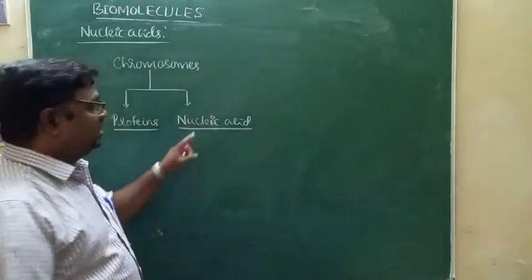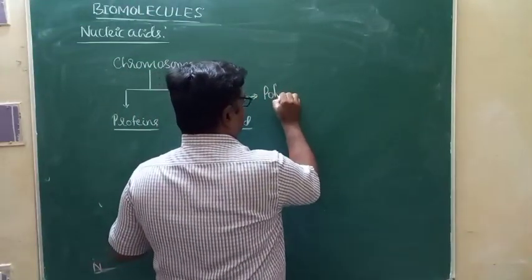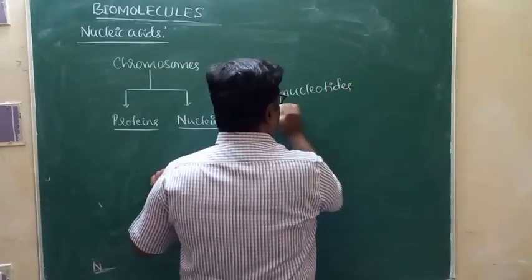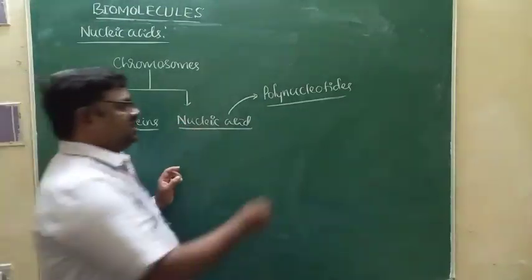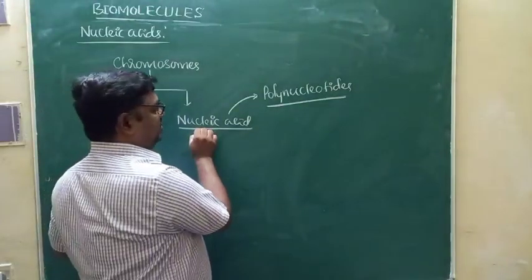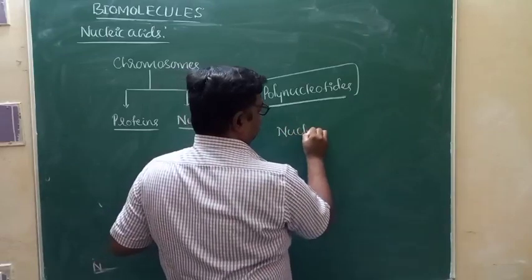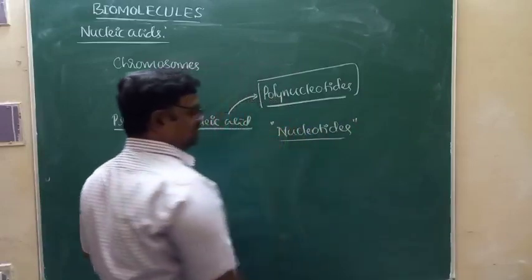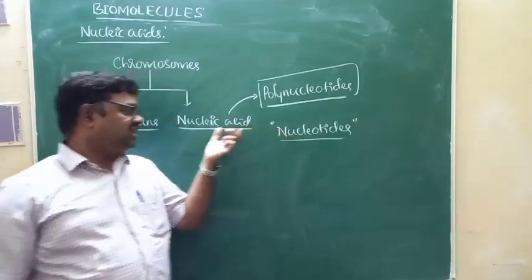As far as nucleic acids are concerned, chemically, nucleic acids or biomolecules are considered as polynucleotides. That means these nucleic acids are produced by the repeated combination of the class of compounds called nucleotides. Nucleotides are the repeating structural units present in nucleic acids.